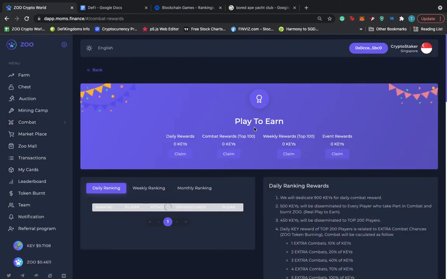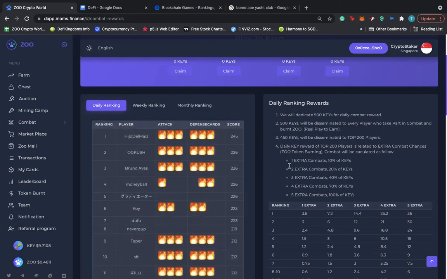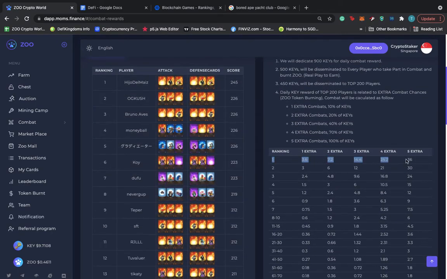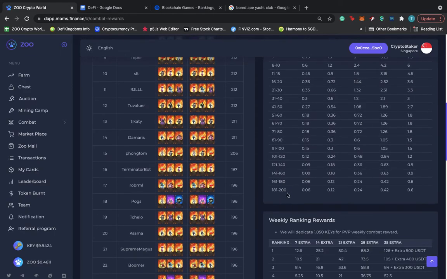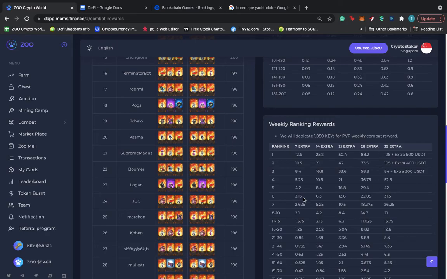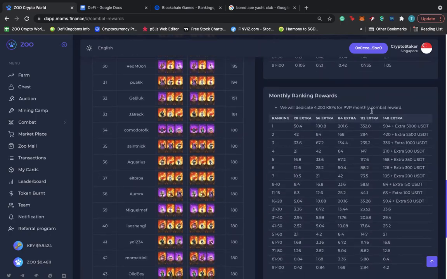So this is the leaderboards. As you can see, if your daily rankings, if you do 5 extra combats, right, so you do 9 combats, 4 plus 5, you get 36, 9 or 8 or 10, I'm not so sure. You get 36 keys if you are ranked number 1, and that's a lot of money, right? $360. And it's up to until 200. Then there's a weekly ranking too, where you get actual USDT plus keys, and then there's a monthly ranking too.